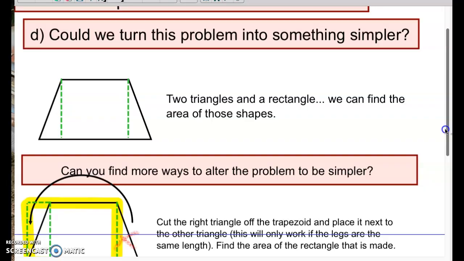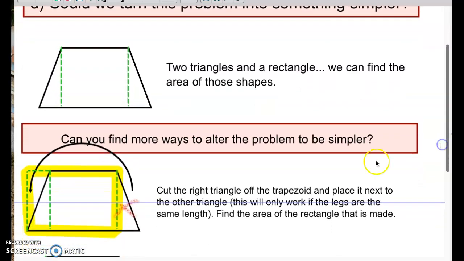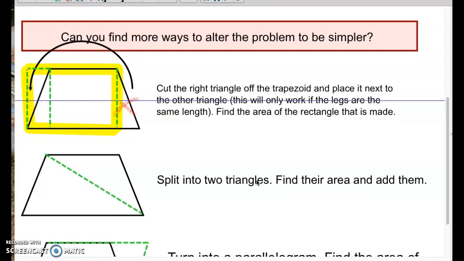Now, another way we could break apart and reconfigure this trapezoid would be by taking this triangle on the right-hand side, eliminating it, and rotating it and putting it over here. So we could do this, and then that would result in a rectangle. Now, this is only if these two legs are the same, because this hypotenuse has to match up. So that's a key point there.